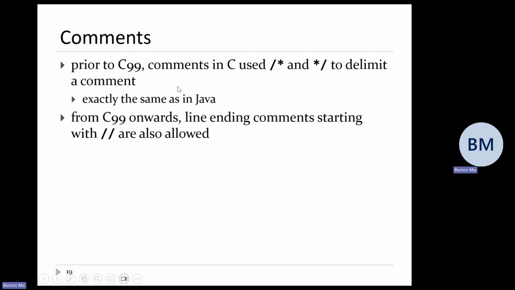So comments in C are exactly the same as comments in Java. The original commenting style was the /* */, the multi-line comment. C99 added the end of line comment as well. So the // is actually the newer style of commenting, and the /* was the original style of commenting. But they both work the exact same way as they do in Java.